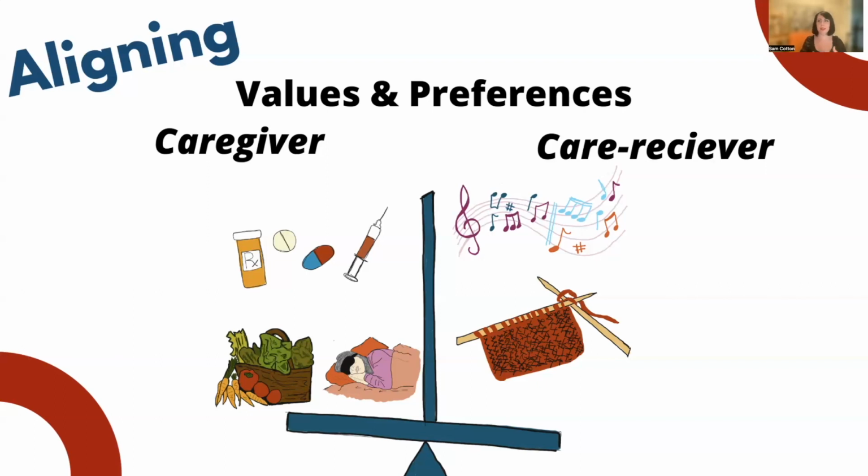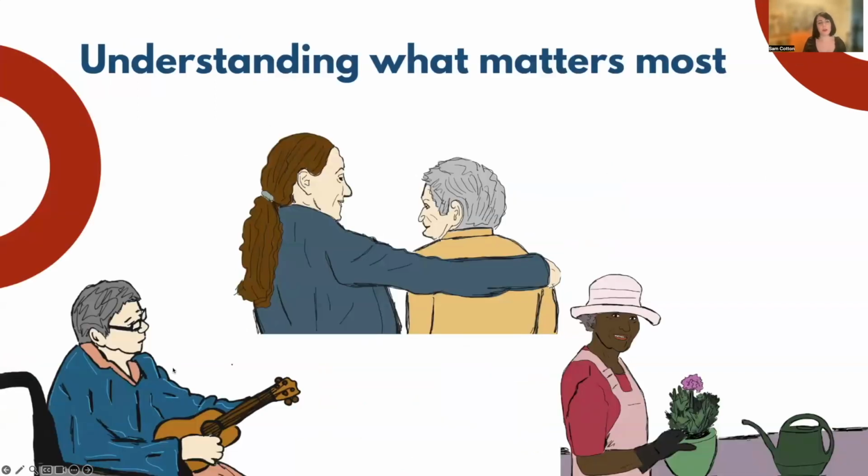Sometimes we have to take a step back in our caregiving experience and figure out how we're going to balance this, and how we can infuse some of those activities that the person still enjoys into their daily routine, so they get the fulfillment that they need. When we start talking about values and preferences, we also want to focus on understanding what matters most to the person we're providing care to. A lot of times individuals with Alzheimer's disease and other types of dementias aren't always able to communicate those things to us.